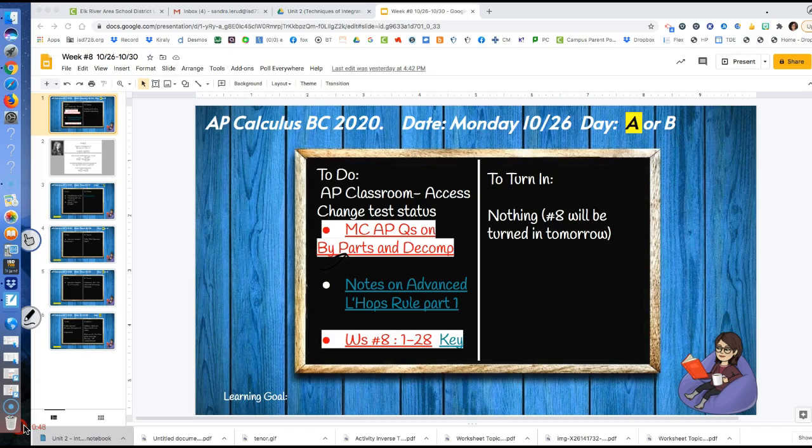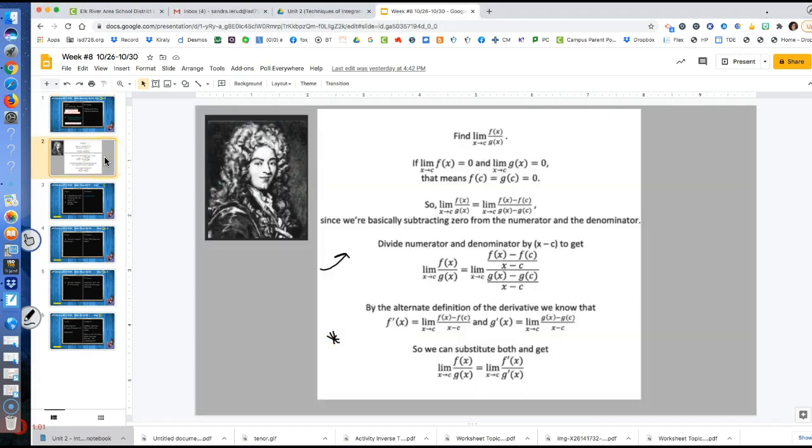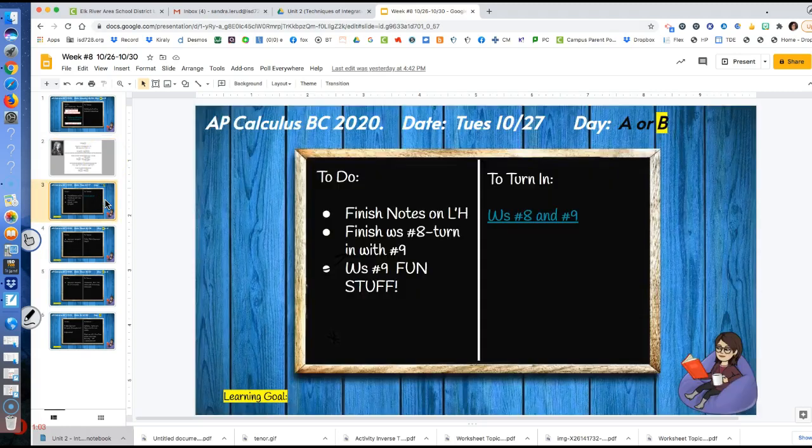It's going to be just one new L'Hopital, and the notes won't be as long, but it's much more complicated. By the way, this next slide, if you're interested in the proof of L'Hopital's, I think some of you could understand it, but I'm trying to save some time. You'll be turning in worksheet 8 and 9 together by tomorrow morning. All right?